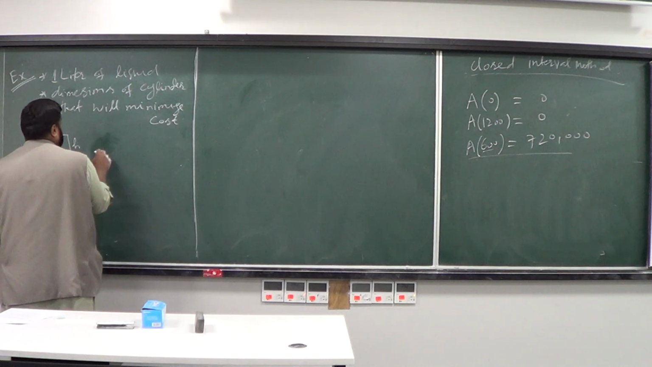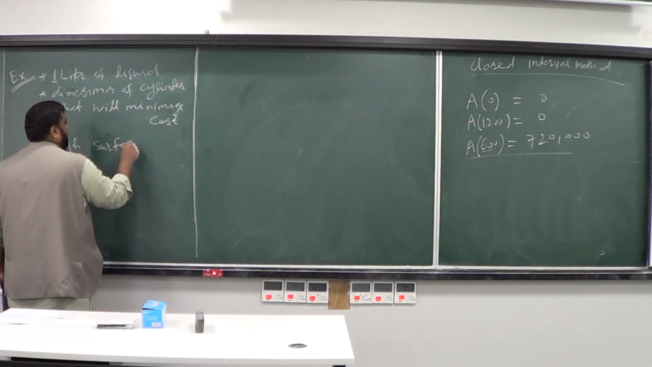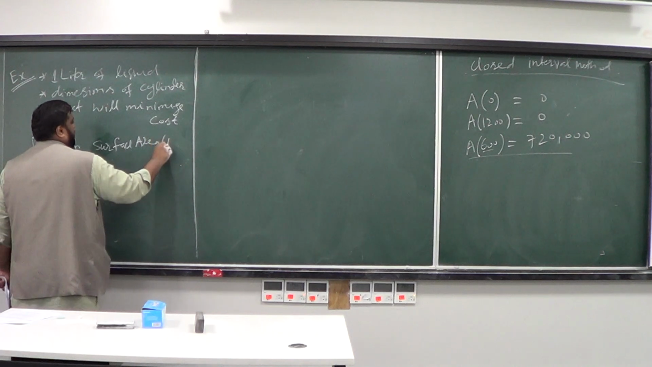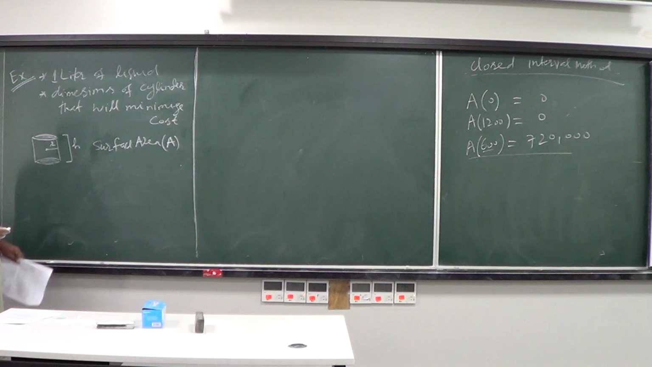The surface area of the cylinder, let's call it A, can be minimized. Now, how to compute the surface area of the cylinder?